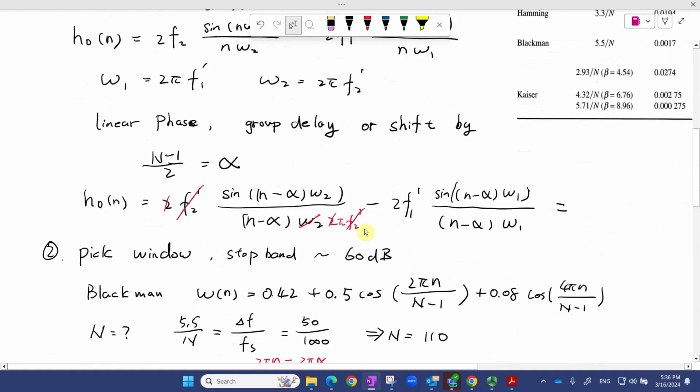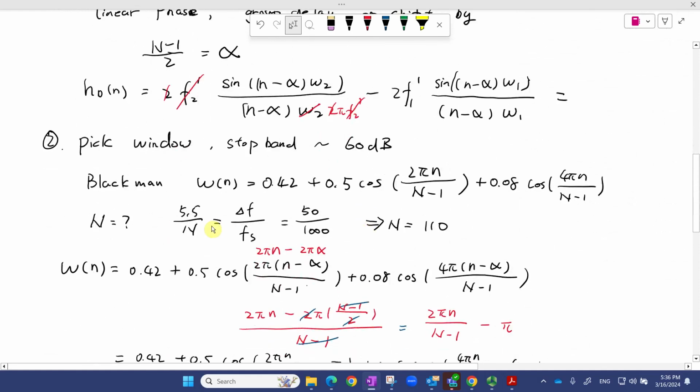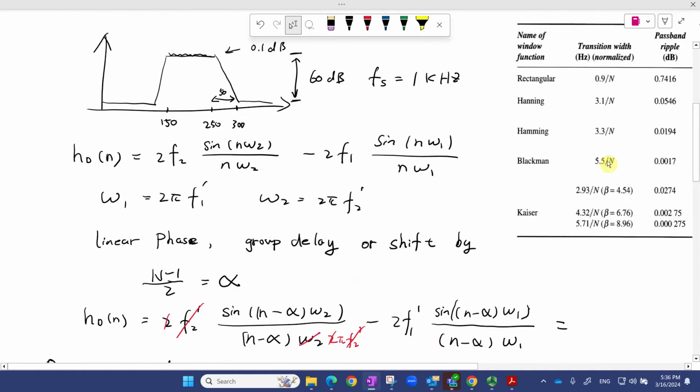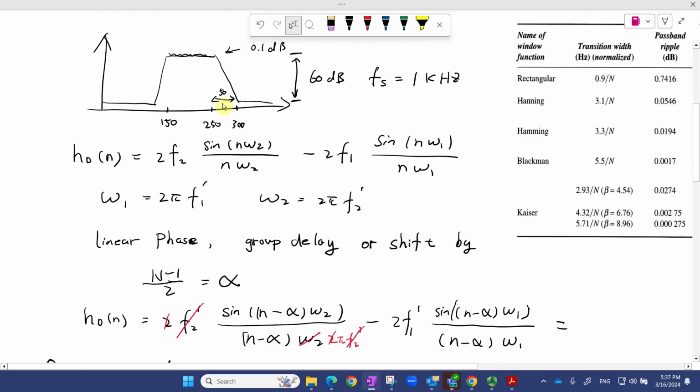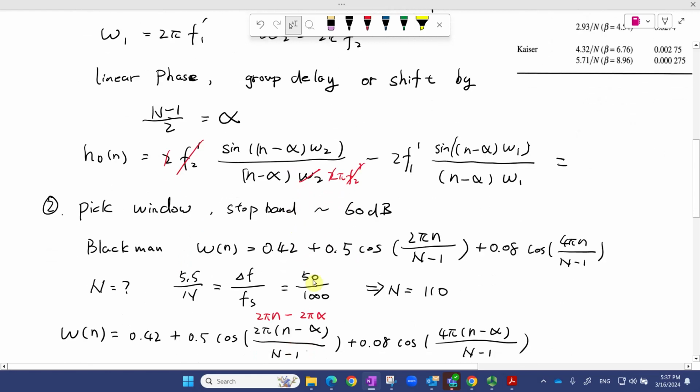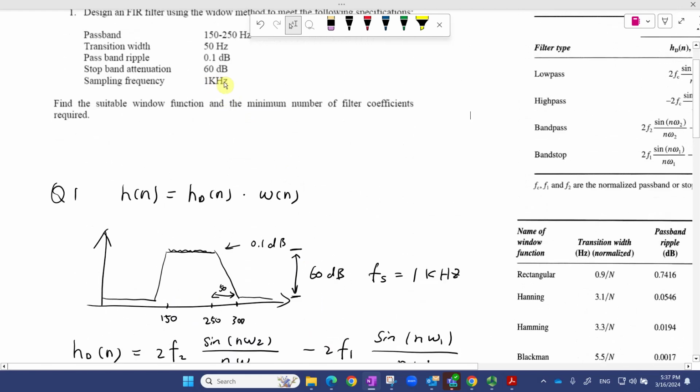So how to pick N? For the Blackman window, we use the transition width equal to 5.5 divided by N, and that equals delta f, the normalized transition width. The transition width is 50 hertz, but we need to normalize it against the sampling frequency, which is 1 kilohertz.